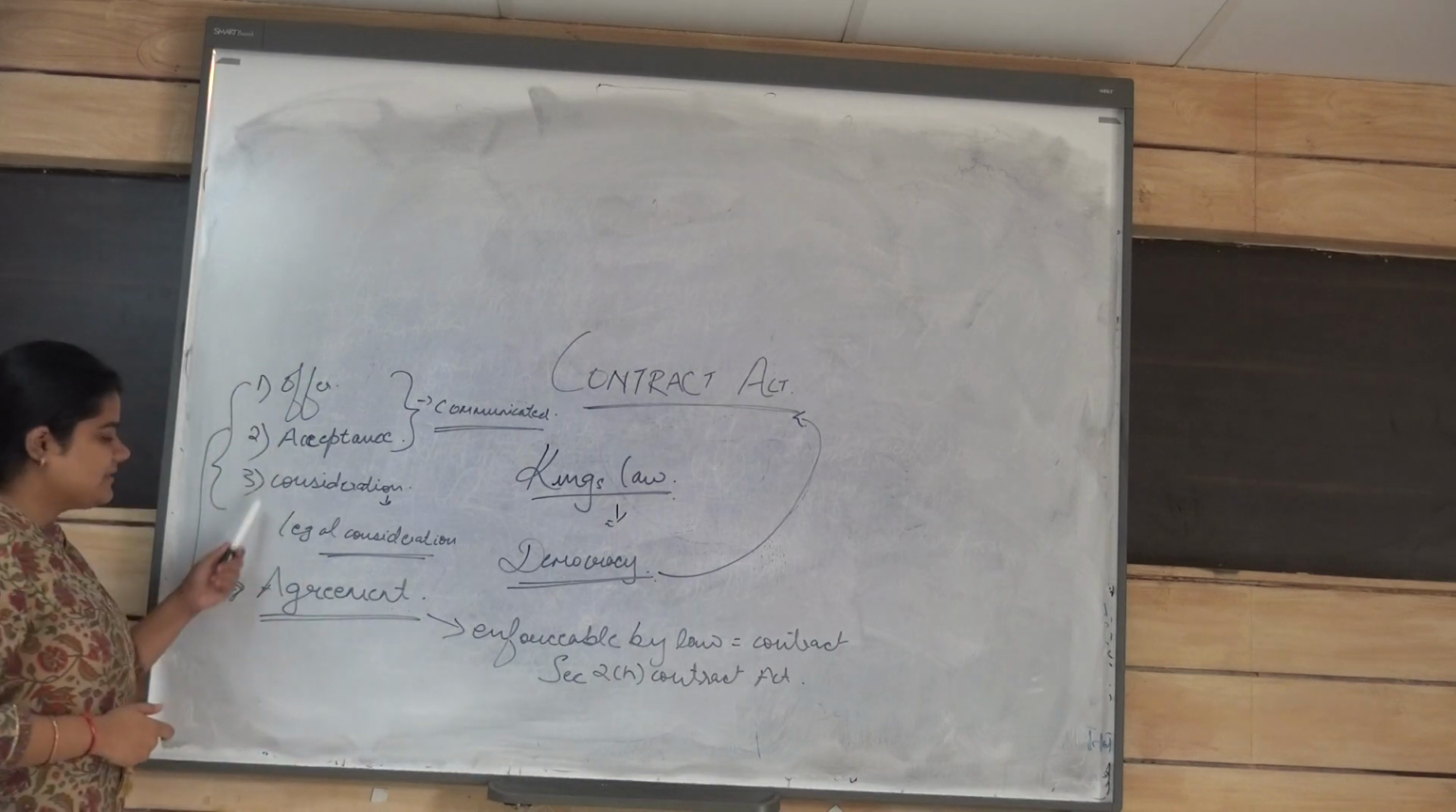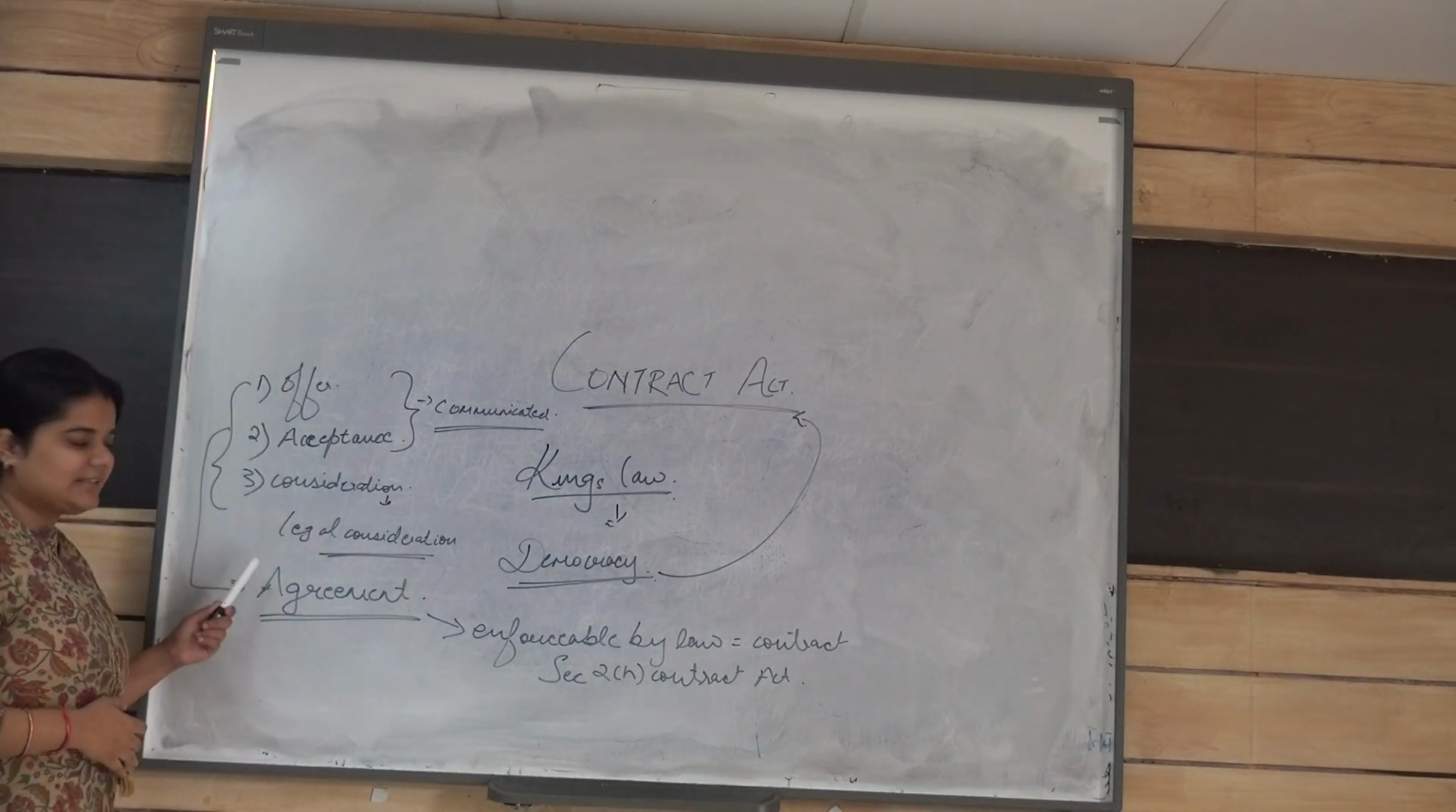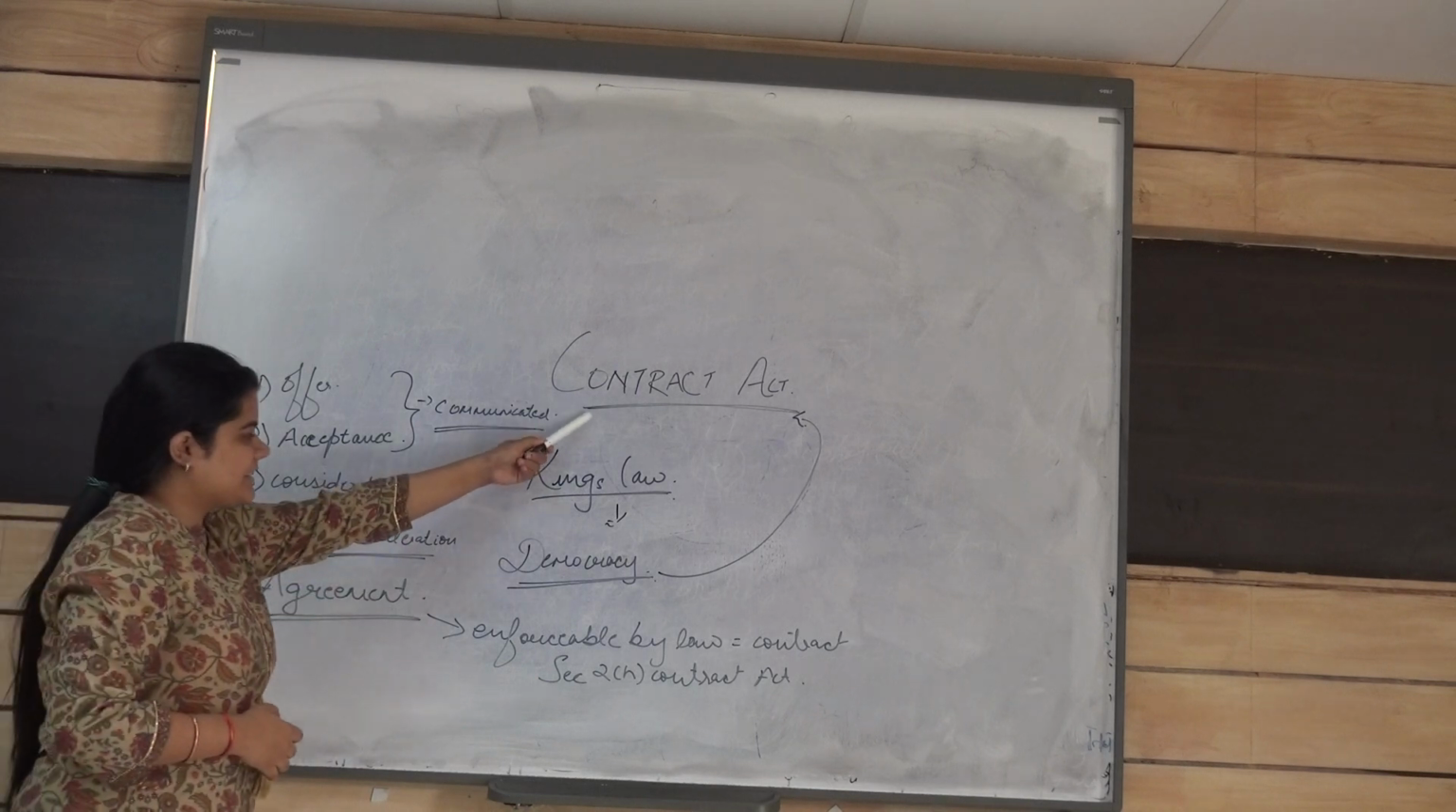So this basically is the flowchart of how the basic essentials for a contract under the Contract Act have to be fulfilled.